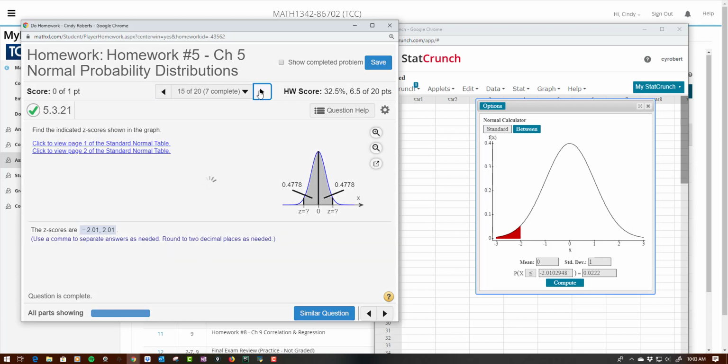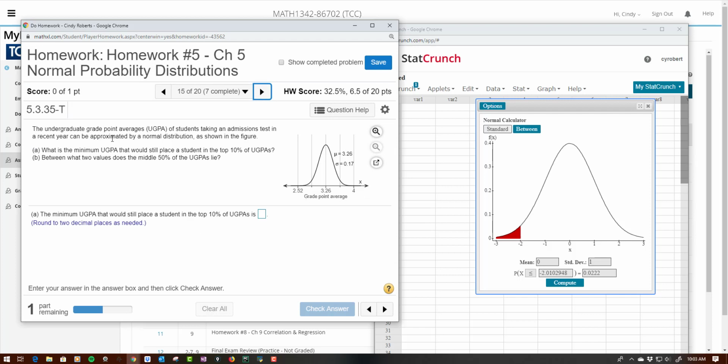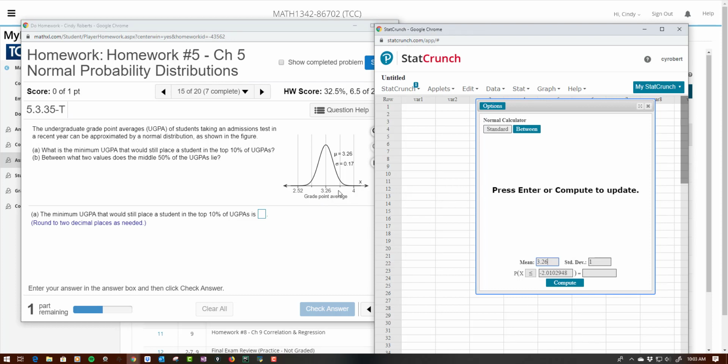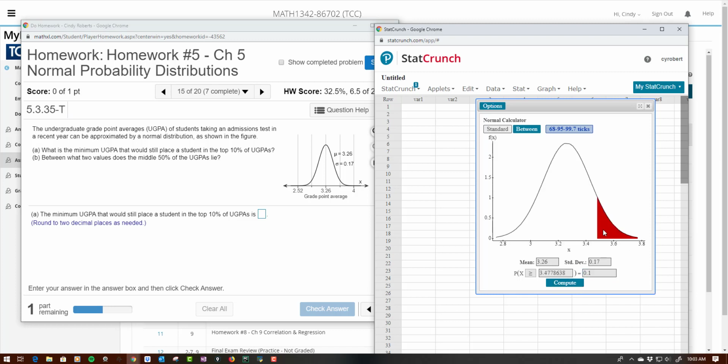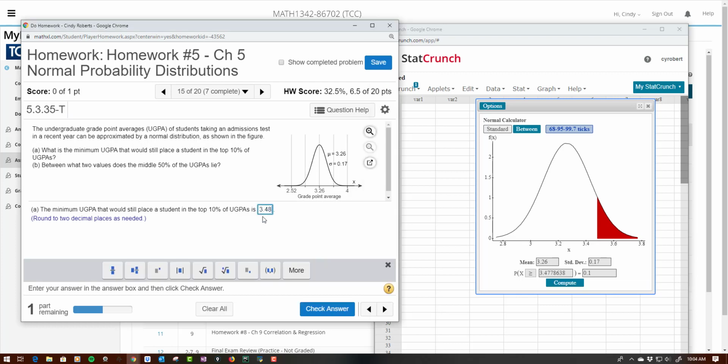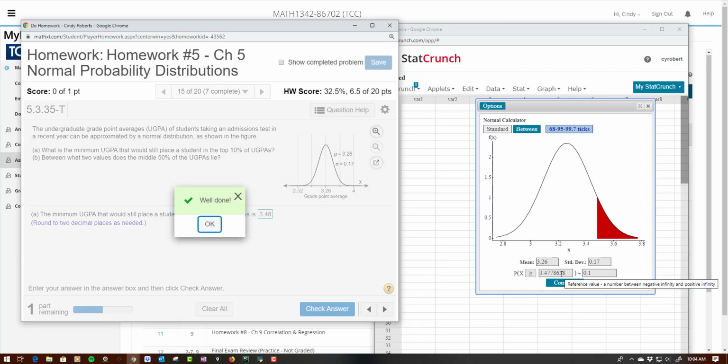So a lot of times it depends on, first of all, what are they even asking you for? Like, notice this one here. It says, for the undergraduate, what is the minimum GPA? So right here I can see the mean is 3.26. I can see they told me the standard deviation is 0.17. Now notice here it says the top 10%. So basically what they're asking you for is to solve for X now, right? The top 10% would mean that the area would be the top 10%. And it's cool when you look at this, you can see that, oh yeah, this would be in the top 10%. So what's the minimum GPA? That number right there, which is 3.48, it looks like. So this even allows you to solve for X. That's what you're solving for here.